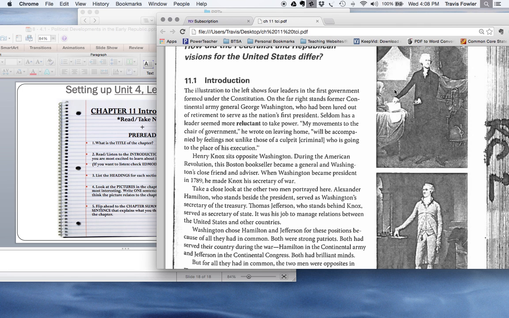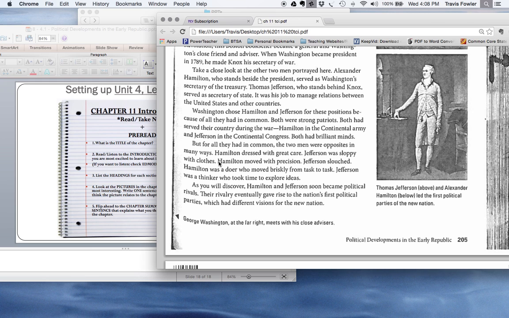Both had brilliant minds, but for all they had in common, the 2 men were opposites in many ways. Hamilton dressed with great care. Jefferson was sloppy with clothes. Hamilton moved with precision. Jefferson slouched. Hamilton was a doer who moved briskly from task to task. Jefferson was a thinker who took time to explore his ideas. As you will discover, Hamilton and Jefferson soon became political rivals. Their rivalry eventually gave rise to the nation's first political parties, which had different visions for the new nation.